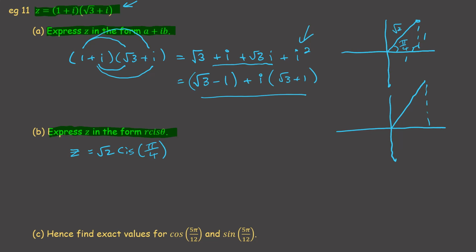And then if we look at the imaginary parts, that is telling us that 2√2 sin 5π/12 is equal to √3 + 1. So cos 5π/12 is equal to (√3 − 1) over 2√2.